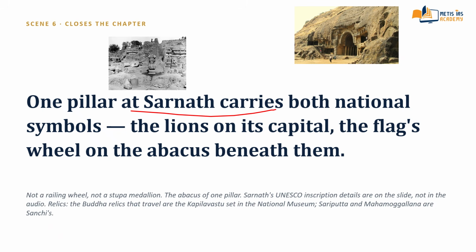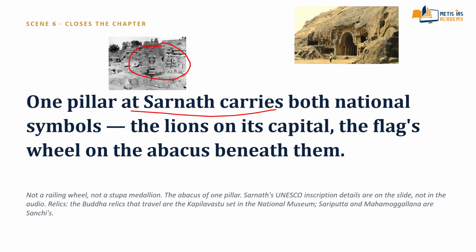The four lions on the top of the capital are the state emblem of India. The wheel on the abacus beneath them, the drum the lions stand on, is the dharma chakra that sits at the center of the national flag. Not a railing wheel, not a stupa medallion. The abacus of one pillar at Sarnath. So you have to note what that means for the chapter you have just heard. The visual vocabulary of the early Buddhist monument is the visual vocabulary of the Indian Republic, and the specific piece of stone it was taken from is standing in a museum at the site whose inscription is on your screen.